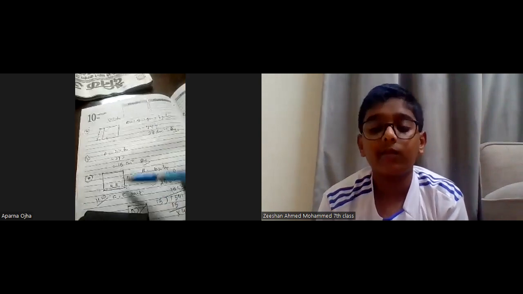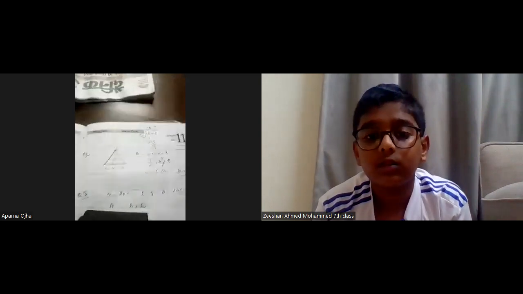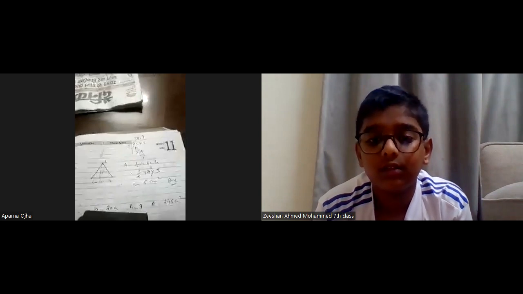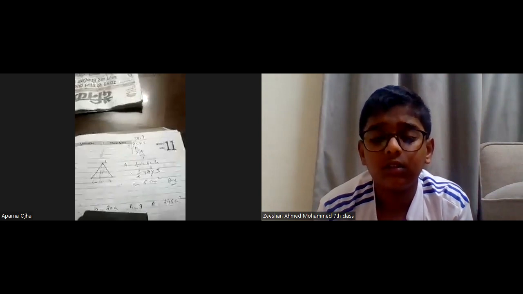Okay. What is the base? Now the next is the triangle. Now, the question which is of a triangle. This is the triangle. What is a triangle? This is the parallelogram. Here you can see the figure. This is a parallelogram.